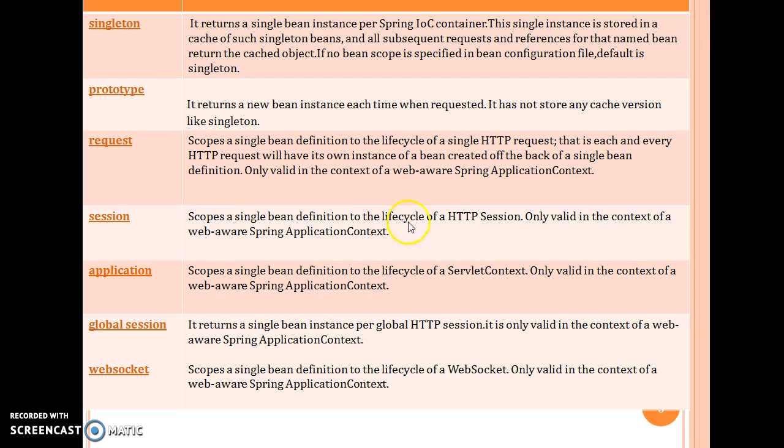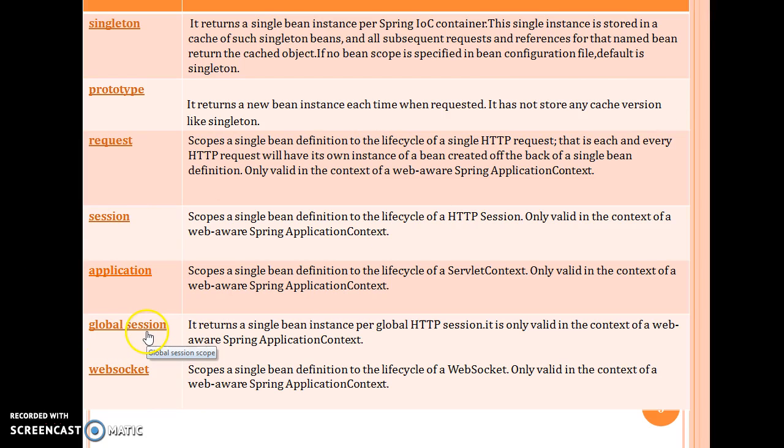Now session scopes a single bean definition to the life cycle of an HTTP session, only valid in the context of a web-aware Spring application context. So whenever you save any data in the session scope, that will be valid for the user session. Once the session gets invalidated, whatever data you stored in this session will be unavailable for you. Application scopes a single bean definition to the life cycle of the servlet context, only valid in the context of a web-aware Spring application context. This is very similar to the J2EE application scope. So whenever you save any data in application scope, that data would be available for the entire application.